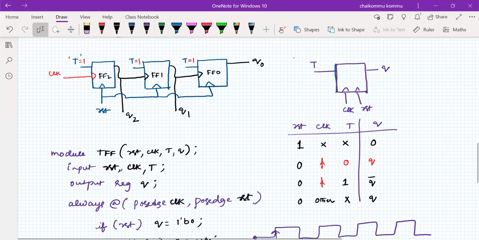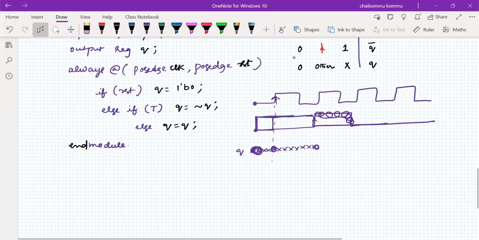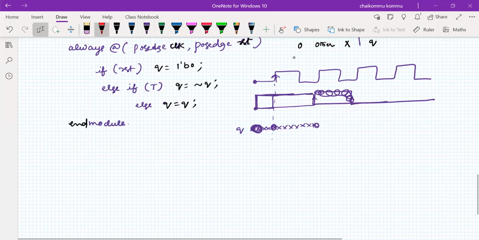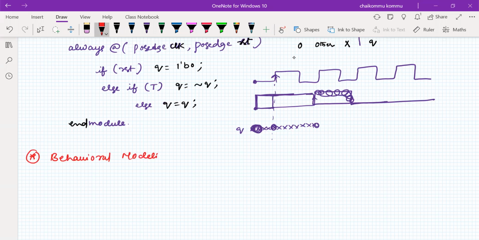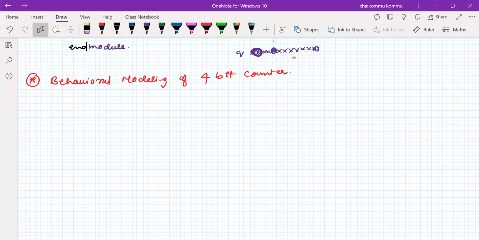Now I want to write the behavioral modeling for this one. For example, I am doing a 4-bit counter, instead of a 3-bit counter. What I have to do is I should know the top level module. My top level module has a clock signal, certainly a reset signal, and I should have a 4-bit Q value. So up counting is what I want to perform.